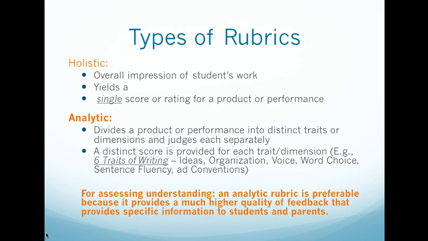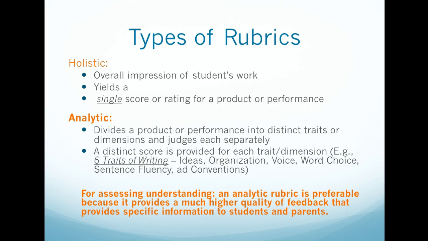Types of rubrics. There's a holistic rubric, which gives you an overall impression of students' work and yields a single score or rating of a product or performance. What we're looking for is the analytic rubric. It divides a product or performance into distinct traits or dimensions and judges each separately. A distinct score is provided for each trait dimension. For example, the 6 traits of writing that we looked at.